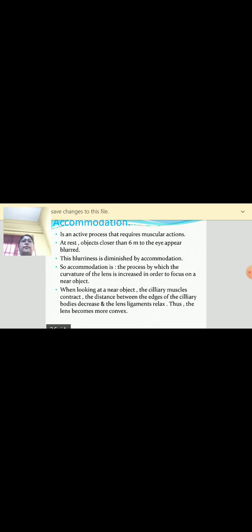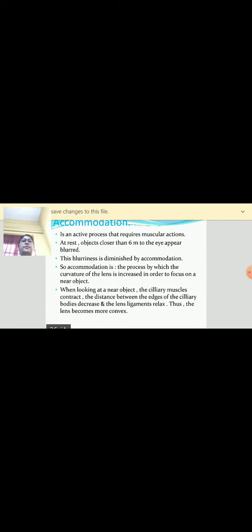What is accommodation? Accommodation is a process by which the curvature of the lens is increased in order to focus on a near object. It is an active process that requires muscular actions. At rest, objects closer than 6 meters to the eye appear blurred. This blurriness is diminished by accommodation.